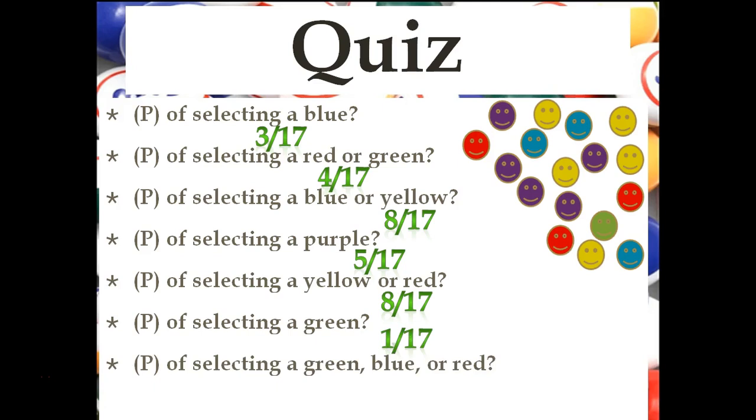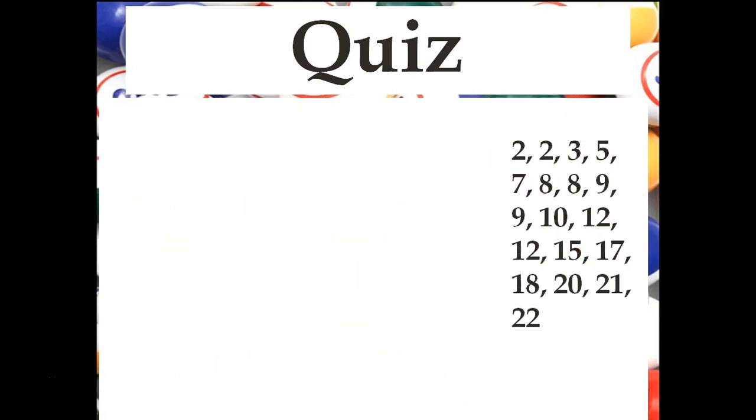And lastly, the probability of selecting a green, blue, or red smiley face. 1 green, 3 blue, 3 red. 3 plus 3 plus 1, 7 out of 17. Let's do another one. I have some numbers to the right. You'll be utilizing those for the next batch of questions. Once again, pause the tape after each question.